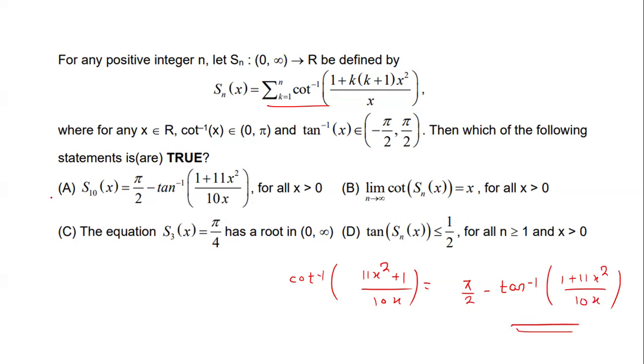So we can say that this option is correct. For all x greater than 0, we can say that this summation up to 10 terms is the same as pi by 2 minus tan inverse of (1 plus 11x square) divided by 10x.